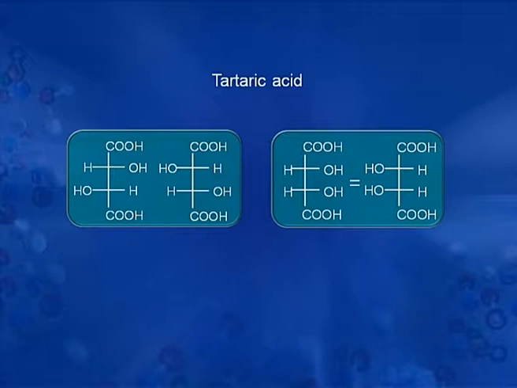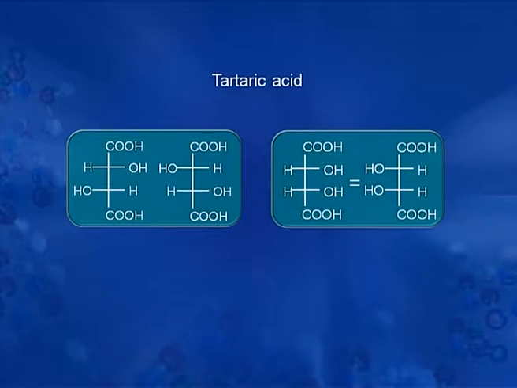Now, tartaric acid is different from 2-bromo-3-chlorobutane in a way that the two substituents at the asymmetric carbon atoms which were different there are the same here. Each asymmetric carbon atom in this case has one hydrogen, one hydroxyl and one carboxyl. Similarly, the other asymmetric carbon atom also has one hydrogen, one hydroxyl and one carboxyl. So we are taking this as a special case.